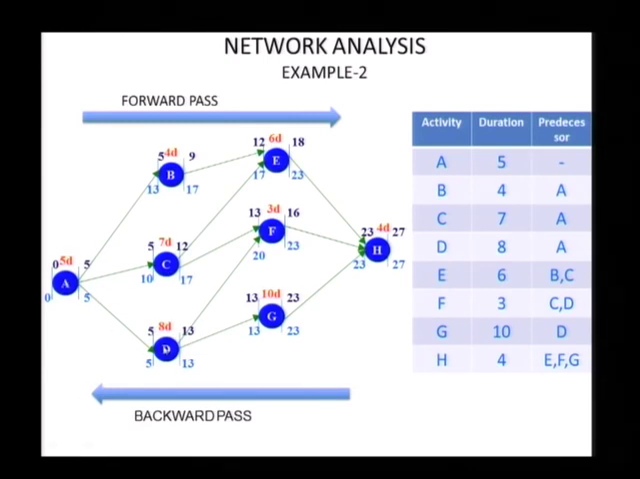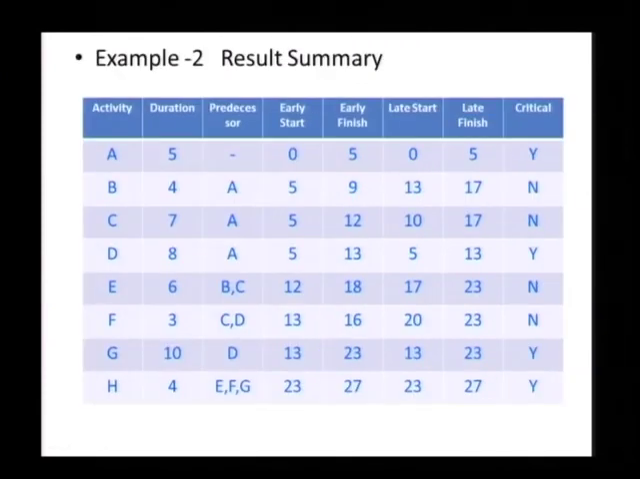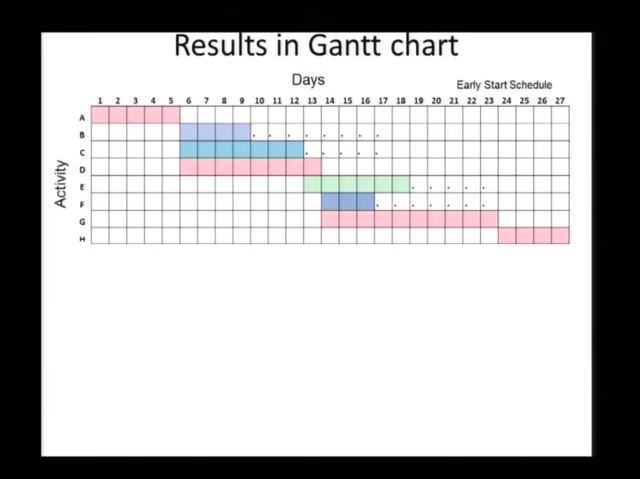A, D, G, H. Okay, and you can see in this chain of activities, all of the early parameters and the late parameters are the same. That means any delay to any of these activities will delay the project, whereas on the other chain, there can be delays by varying degrees. This is really the subject of a lot of discussion, which we will take up when we discuss the slacks and floats.